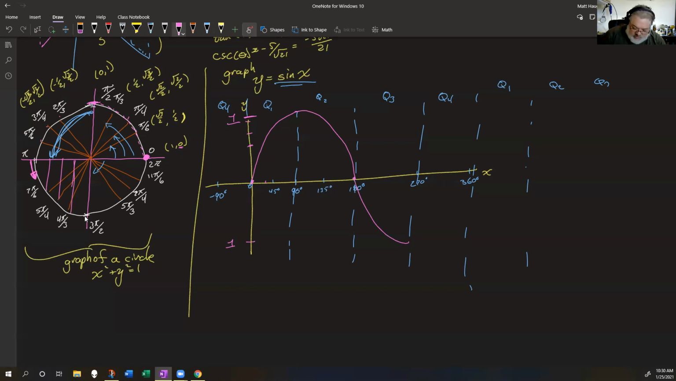What about quadrant 4? Well, quadrant 4 is going to start at that -1. And the y values are going to decrease. Negative square root of 3 over 2, negative square root of 2 over 2, negative 1/2, and then back down to 0.